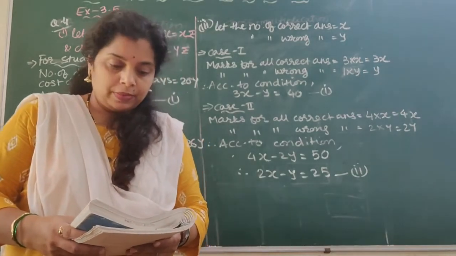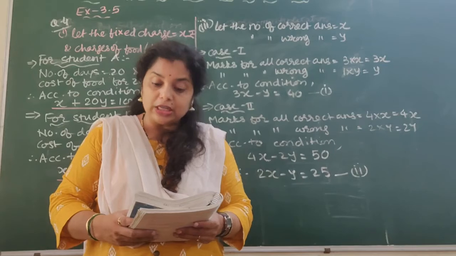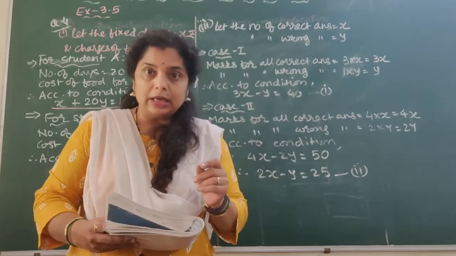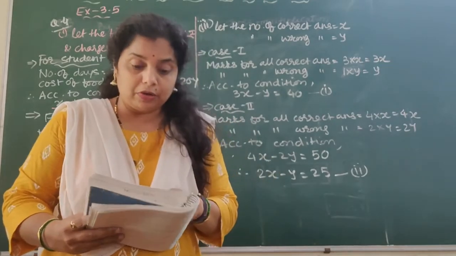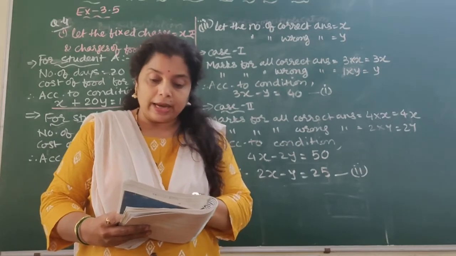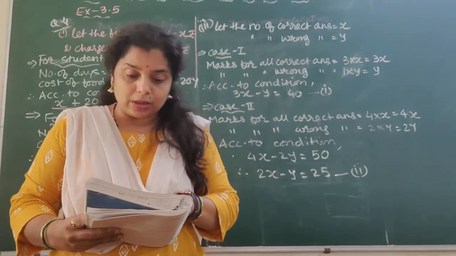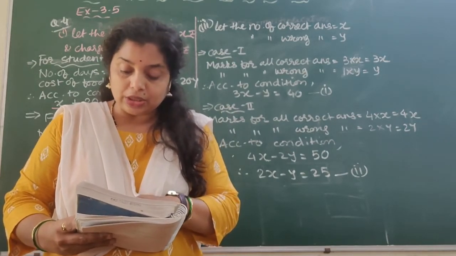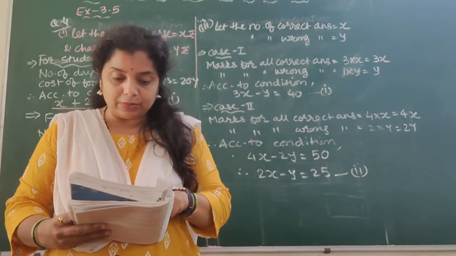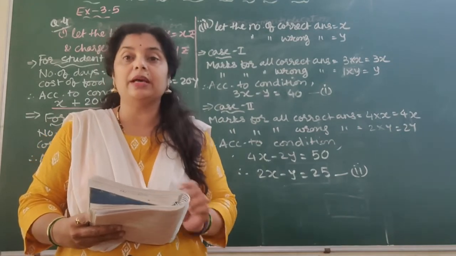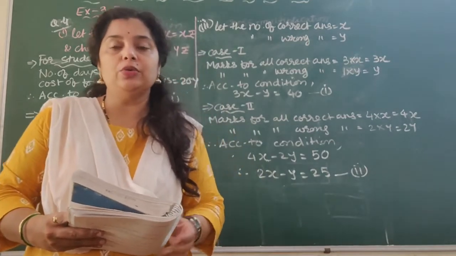Let's do the third one. Yash scored 40 marks in a test, getting 3 marks for each right answer, listen carefully, and losing 1 mark for each wrong answer. Had 4 marks been awarded for each correct answer and 2 marks been deducted for each incorrect answer, Yash would have scored 50 marks. How many questions were there in the test? This is the most important question. Here we have to simply use logic.